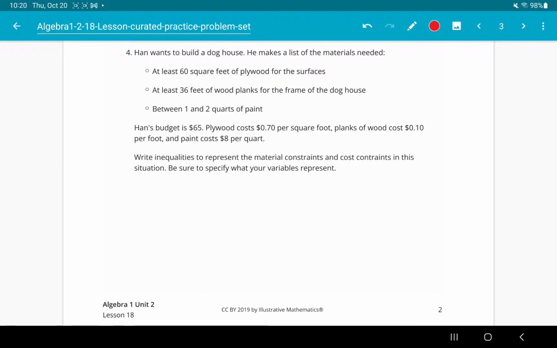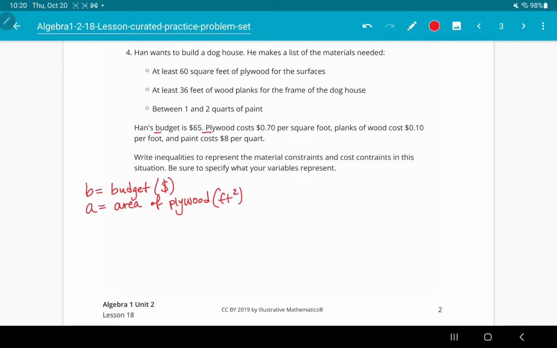Okay, so let's start out with picking some variables. I see budget, so let's put B equals budget, and this is going to be in dollars. Let's make P plywood per square foot. Well, I've got plywood and planks of wood, and this is square feet, so let's use A for area of plywood, and this is going to be in feet squared.